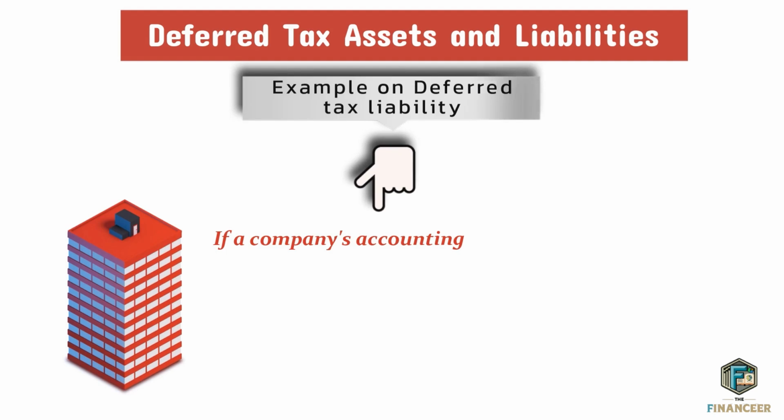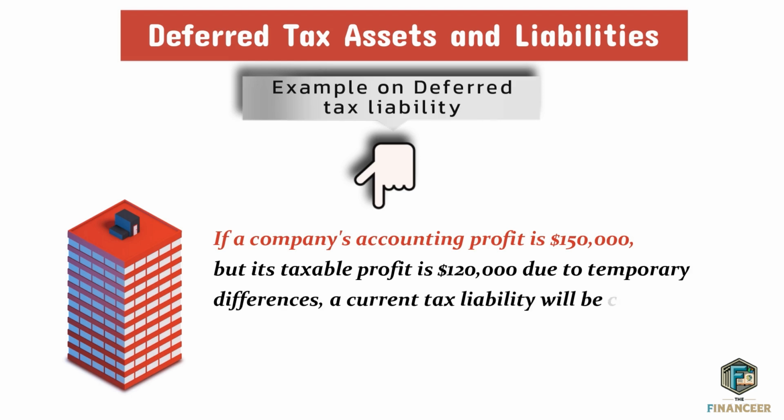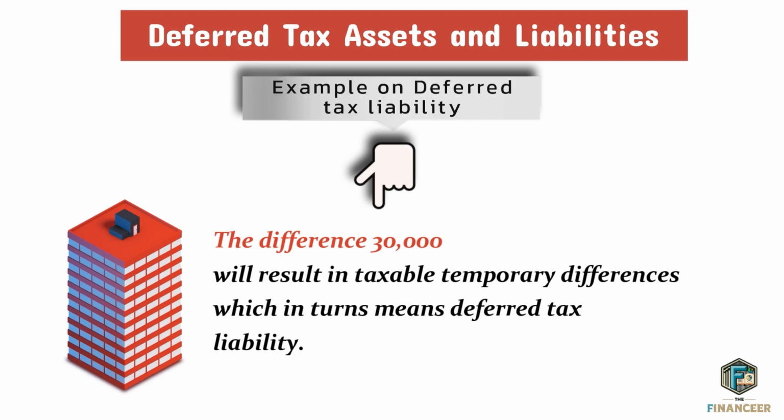Now, let's take an example on deferred tax liability. If a company's accounting profit is $150,000, but its taxable profit is $120,000 due to a temporary difference, a current tax liability will be calculated on the taxable profit, which is how much? It is $120,000, as we explained before. However, the $30,000 difference does indicate the presence of a temporary difference, which could lead to additional tax considerations. The difference, which is $30,000, will result in a taxable temporary difference, which in turn means deferred tax liability.